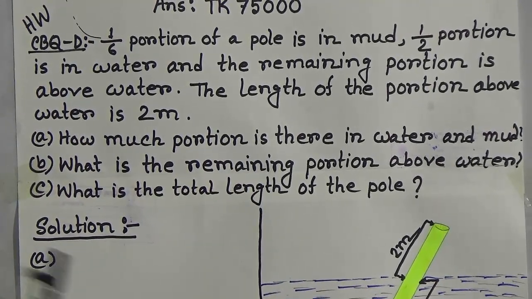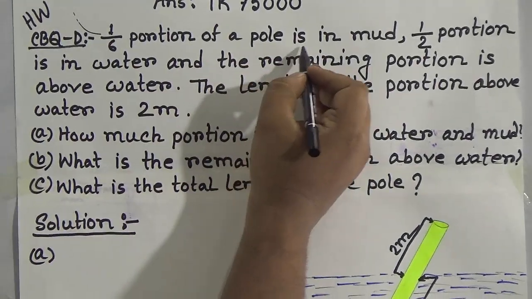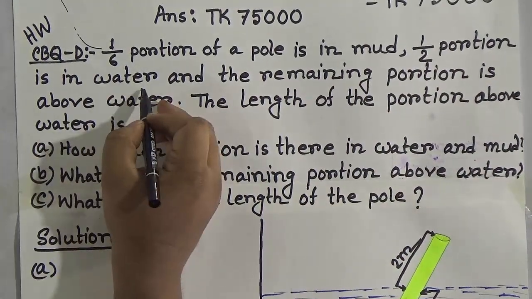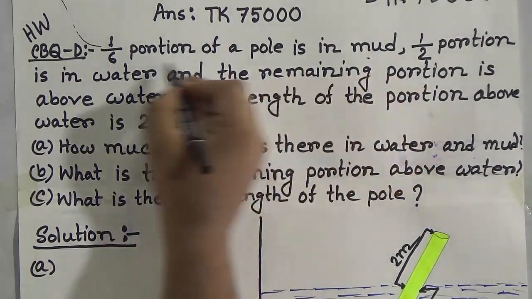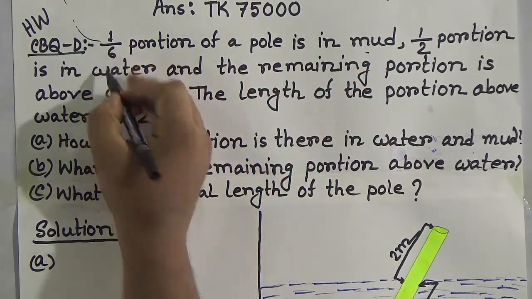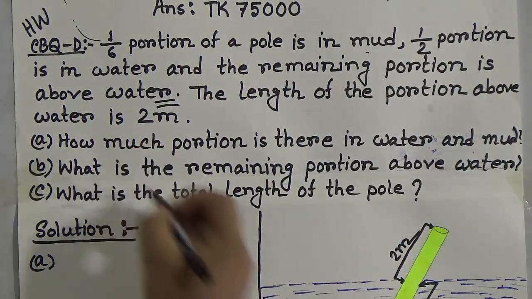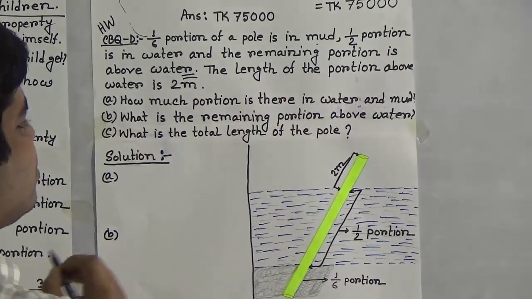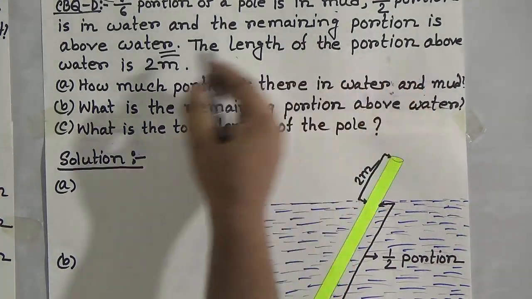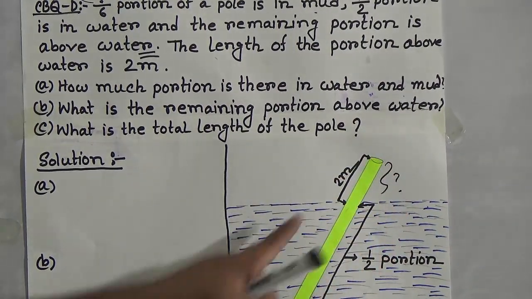You have to solve this one just like the previous one. Okay. So at first read the question. 1 by 6 portion of a pole is in mud, half portion is in water, and the remaining portion is above water. Student, notice in mud the portion of a pole is 1 by 6 and in water 1 by 2 portion, but the portion above water is not given. The length of the portion above water is 2 meter. Here the portion above water is not given, but the length of the portion above water is given, which is 2 meter.